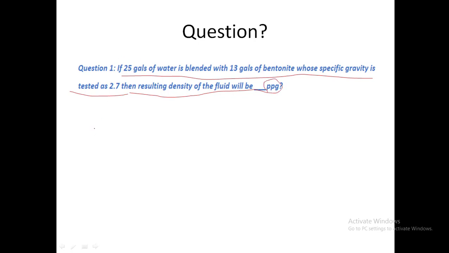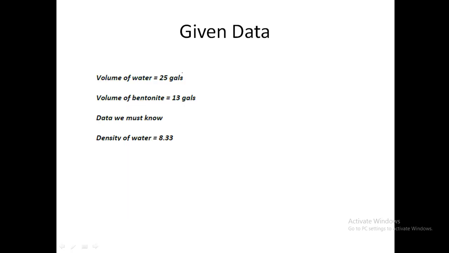So it is a very simple question. There are two kinds of fluid that we have. One is water and another is bentonite, and we have to mix both of them and get a final mud. So we have to calculate the density of this final mud. For calculating the density of the final mud, what data should we have? Let us see what data is given in the question.